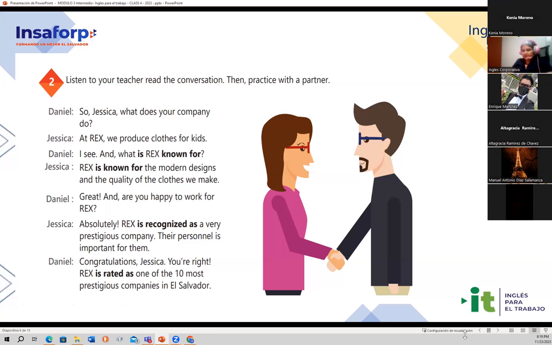So, Jessica, what does your company do? At Rex, we produce clothes for kids. I see. And what is Rex known for? Rex is known for the modern designs and the quality of the clothes we make. Great. And are you happy to work for Rex? Absolutely. Rex is recognized as a very prestigious company. Their personnel is important for them. Congratulations, Jessica. You are right. Rex is rated as one of the 10 most prestigious companies in El Salvador.